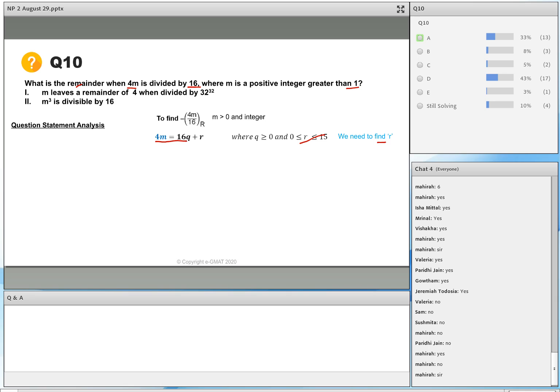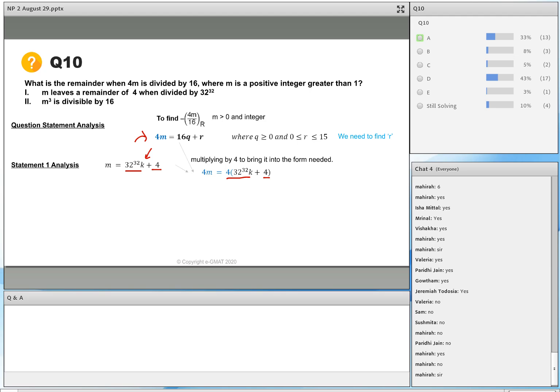Let's do that. Okay, now, what is the first statement? The first statement tells me that m leaves the remainder of 4 when divided by 32 to the power 32. So m can be written as 32 to the power 32 times k plus 4, where k is the quotient. I need to find out the remainder when I divide 4m, right? So when I multiply this entire number with 4, I get 4 times 32 to the power 32 times k plus 4. So that can be written as 4 times 32 to the power 32k plus 16.